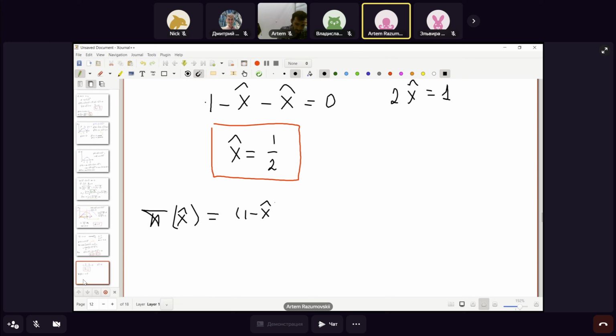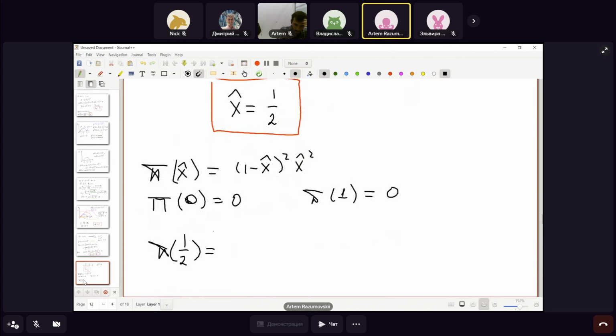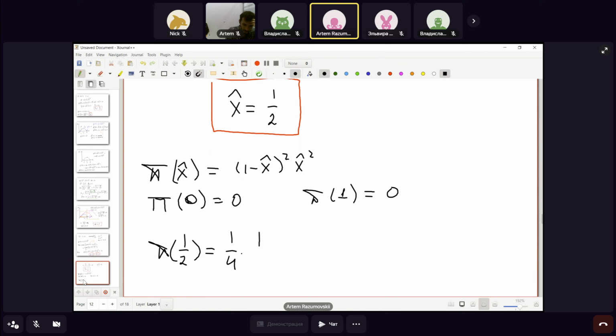So then the price, which depends on... not the price, the profit is (1 minus x hat) squared x squared. If we put 0, we receive 0. If we put 1, we receive 0 as well. So then what we receive, we will put 1/2. So it will be 1/4 multiplied by 1/4, right? So it's 1/16. So that's the profit. What is the price?